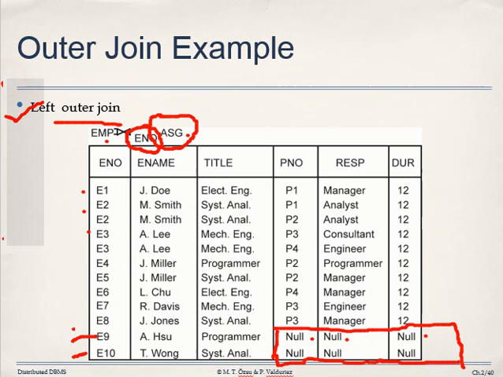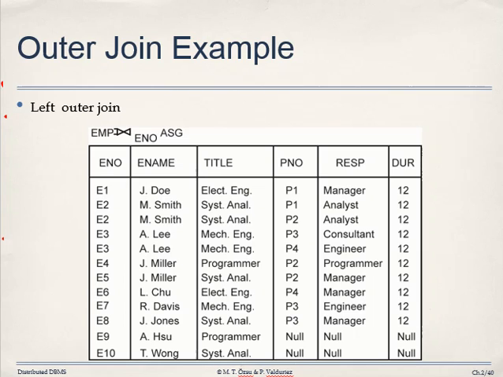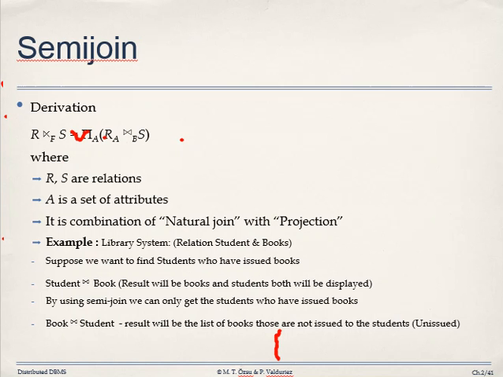Okay, so left outer join means all the records of the left table. Which is our left table here? Here we have employee as the left table. So all the records of the left table and the matching records of the ASG table are shown. And if the record of the ASG table, the right table, does not match, it will be displayed as null.